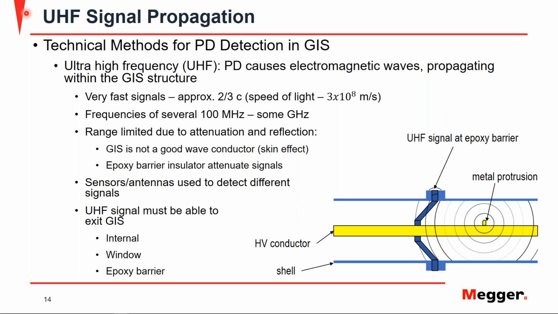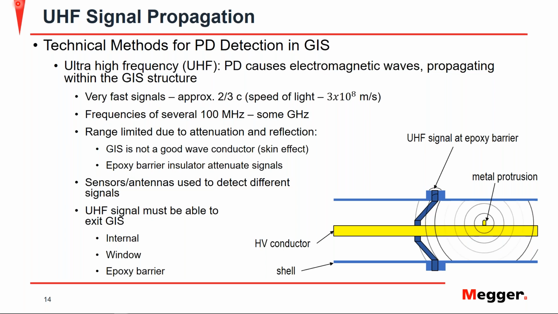These frequencies are several 100 megahertz to some gigahertz, as we talked about, but the range is limited due to the attenuation and reflection effects that we talked about, as well as GIS not being a very good wave conductor due to the skin effect. The skin effect is the fact that signals travel on the outer area of a conductor rather than the center, especially with high frequency signals. Also, the epoxy barriers as seen here, these insulators attenuate the signal as it tries to pass through.